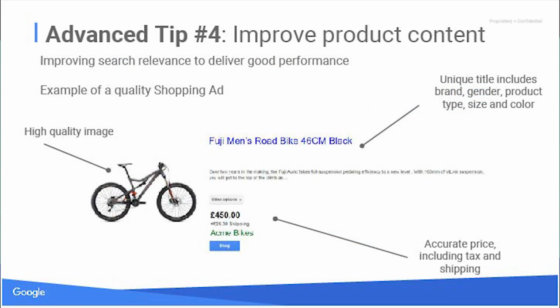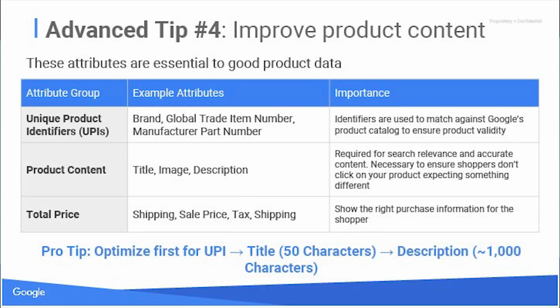Improving product content. So I already hit upon high quality images and how it's important to have accurate price, tax, and shipping. But you want to make sure that your titles are unique. It really describes the product. And they shouldn't really be the same for every single product, right? But you can see for a road bike, you can see how it's important not only to have the brand in there. I might want to know whether it's a men's or girls' bike specifically. And I actually want to know the size and color. So think about when you're shopping as a user, what tidbits of information do you want to be known ahead of time?